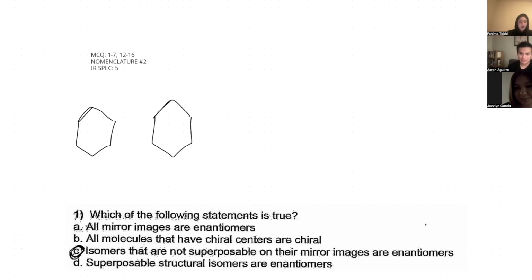There was also another one. Is that a meso compound? I'm thinking of the internal plane of symmetry. Yeah, an internal plane of symmetry is a meso compound. That's sort of like option B, where it says all molecules that have chiral centers are chiral.